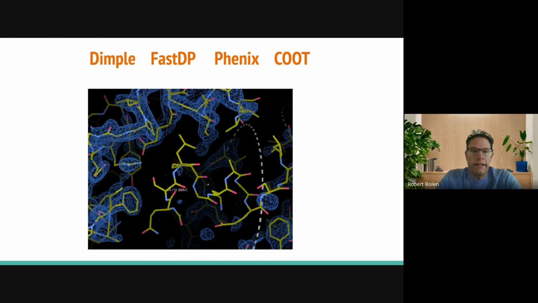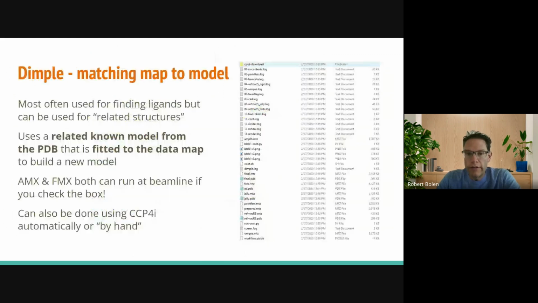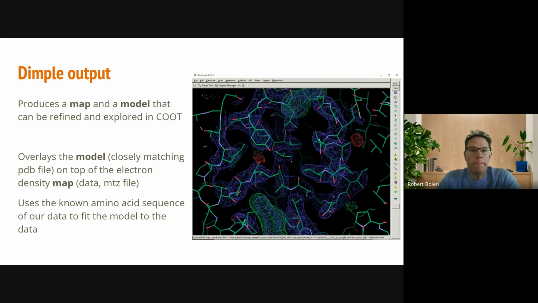It will fit the yellow into the blue, okay? And then our model and our map are superimposed on each other, and we can start making refinements. Okay. The DIMPLE output makes that map and a model that can be refined and explored in a couple of programs. One of the most common ones we use is Coot.